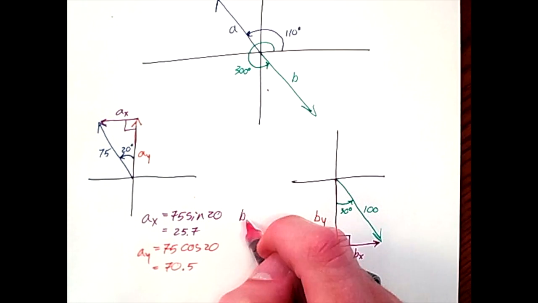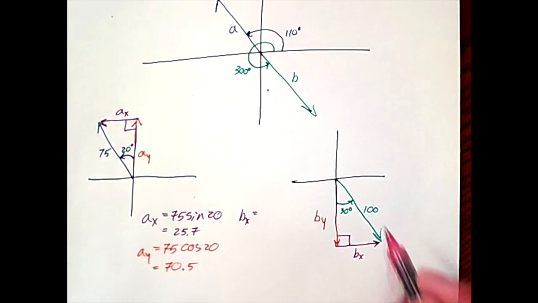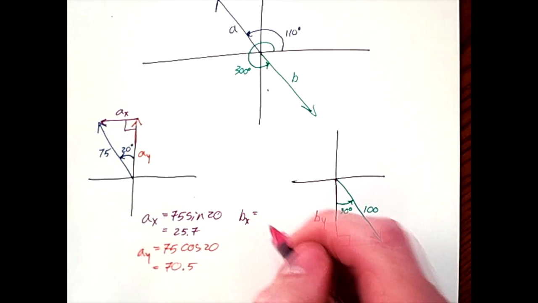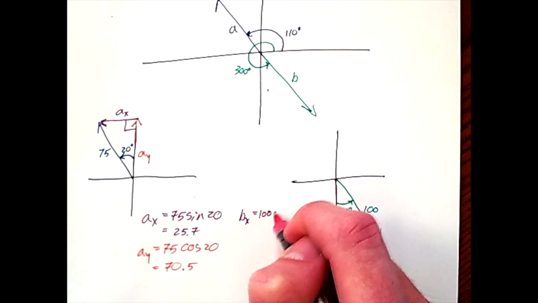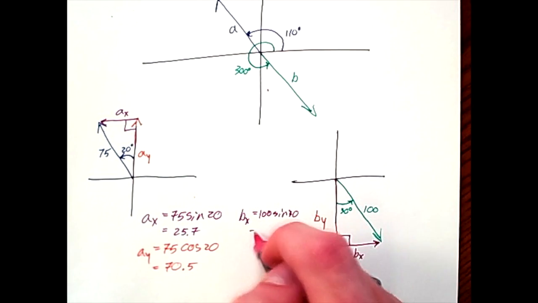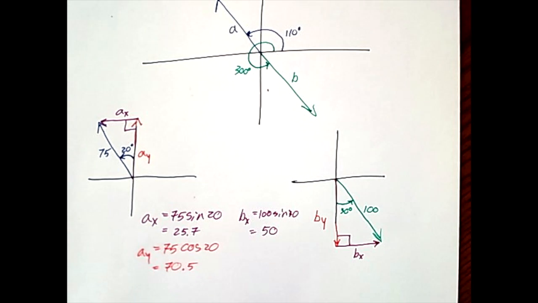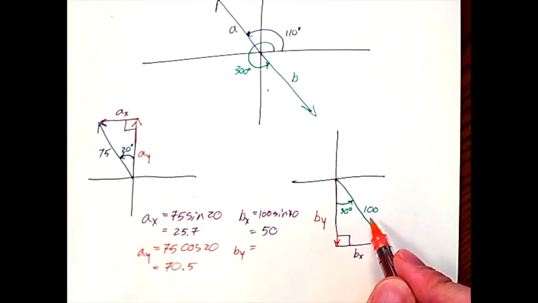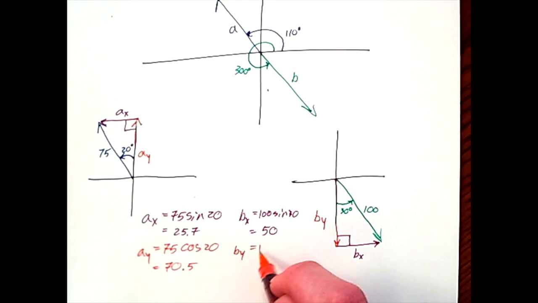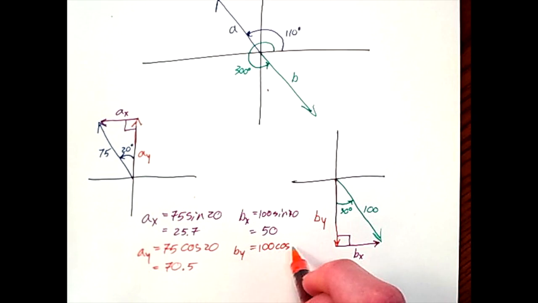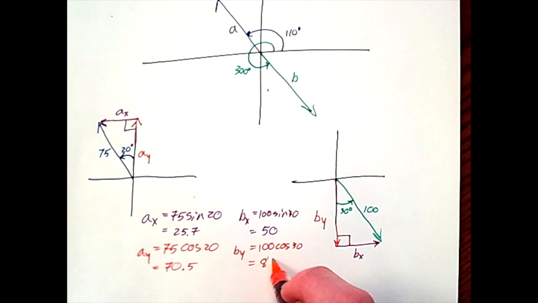So BX is equal to 100 times the sine of 30, which I have as 50, and BY as 100 times the cosine of 30, which I have as 86.6.